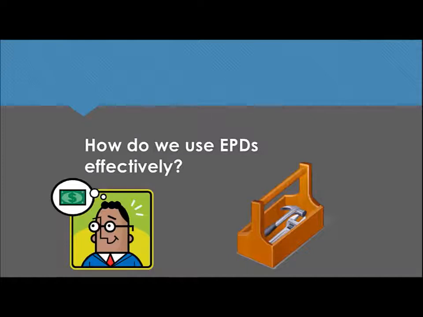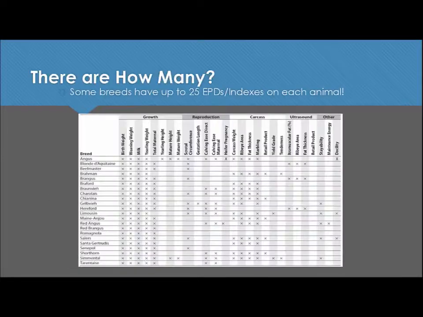So the real question is, if we're going to use EPDs, how do we use them effectively? Because one of the challenges is there are a heck of a lot of them. When you start to think about making genetic progress in something like 15 or 20 or even 25 different traits at any one time, A, it becomes really overwhelming, and B, you're really not going to make any progress anyway when you're trying to select on so many different things.